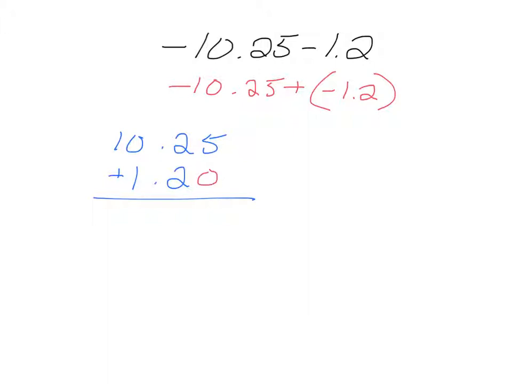Fill in a 0. So this would now be 5 and 0 is 5, 2 and 2 is 4, 0 and 1 is 1. And the 1 comes down. So we have 11.45. But examining our problem, we notice both signs were negative, so our answer will be negative. Negative 11.45 is your answer.